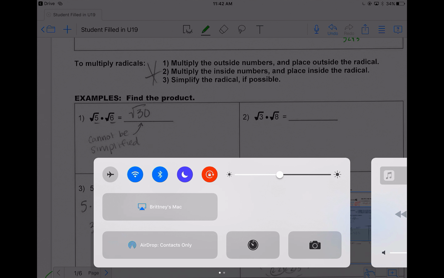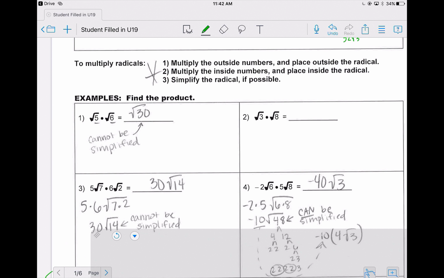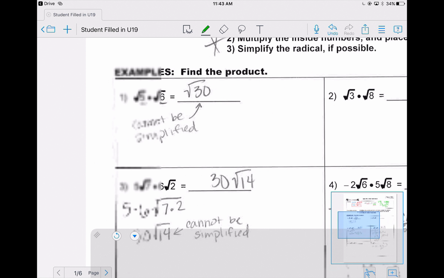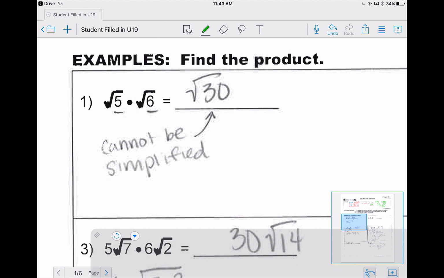So today, these notes are talking about multiplying radicals. In order to multiply, our steps are listed here. You multiply the outside numbers and keep them outside, multiply the inside numbers and keep them inside, and then simplify the radical if possible. So problem 1 has been done for us.